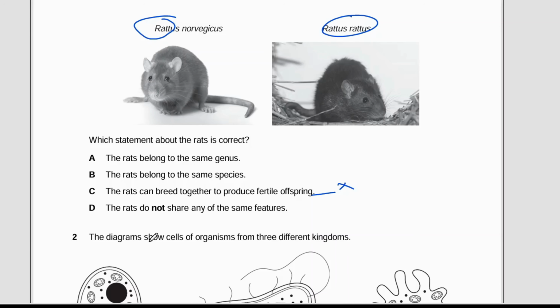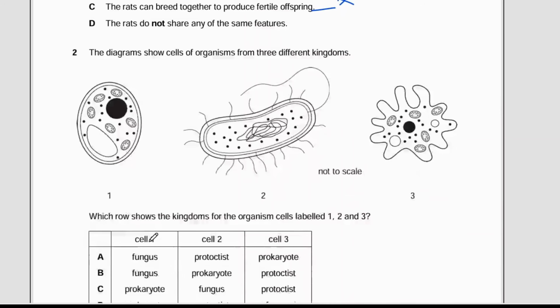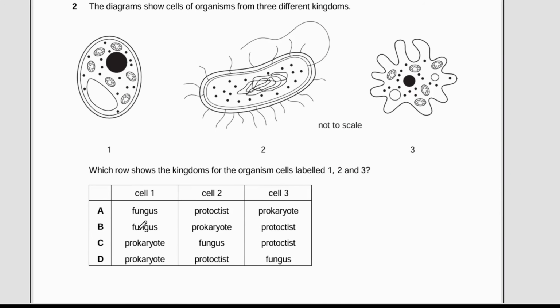Species can. The rest do not share any of the same features. That is also incorrect. Okay, then we have three different kingdoms. Can you name them? What is the first kingdom, second kingdom, and third kingdom? Okay, focus on second and third. We'll get the first one. Focus on second.